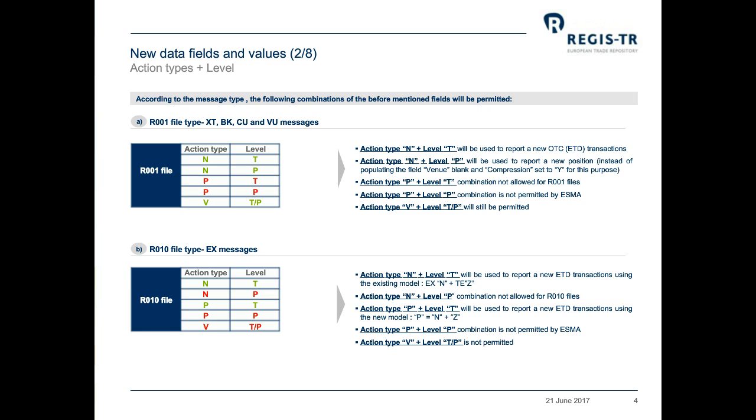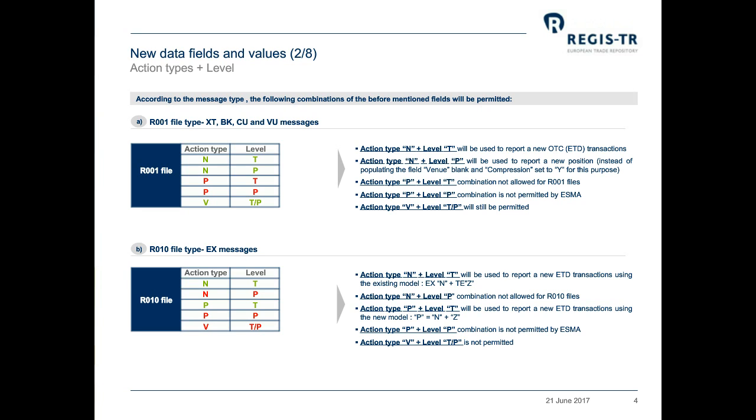Moving now to section B, we see that both action types N and P are admitted in the EX messages, but only at T level though. As I mentioned before, both options for ETD transaction reporting will be available. The current one using the action type N plus the level T, and then obviously the compression, or the new one combining the action type P plus the level T using just one message.